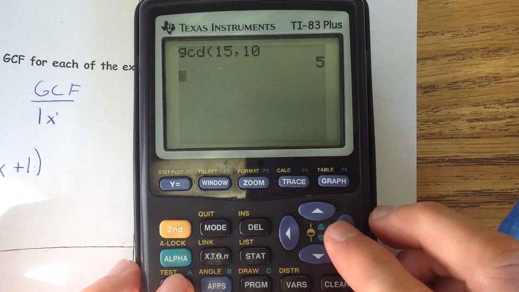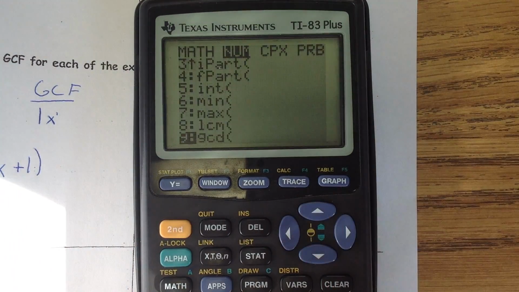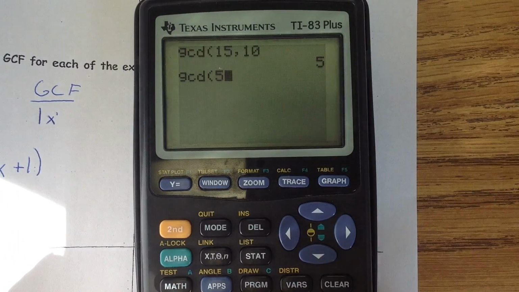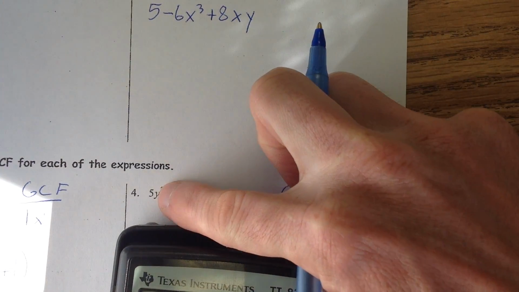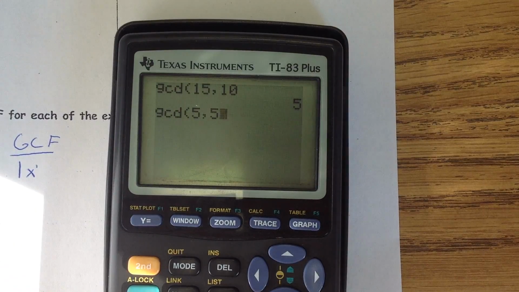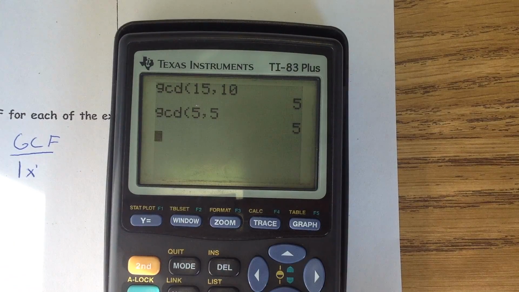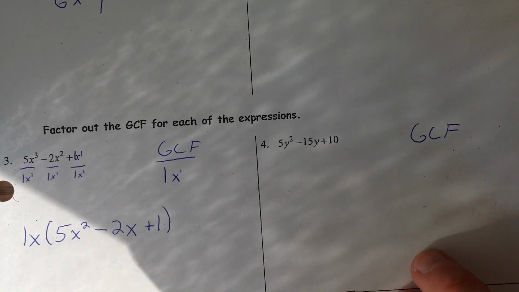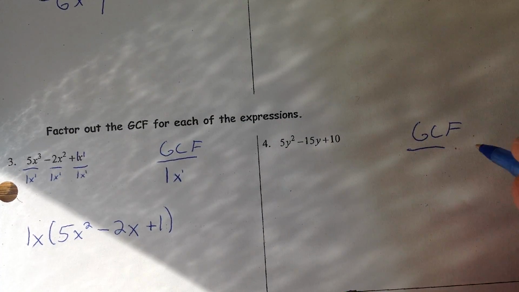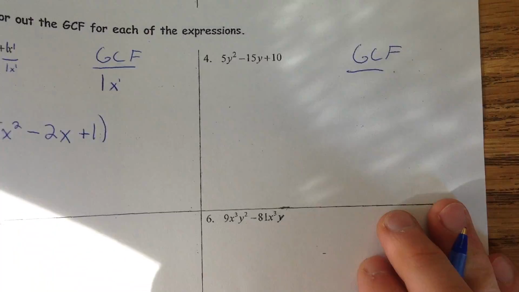And on this one, it's kind of obvious, but normally what you'd have to do is use the answer that you got, which was 5, and whatever number is left over, which is also 5 in this case. So obviously the GCF of 5 and 5 is going to be 5, but that's how you do it when there's 3 numbers. You start with the first 2, and then you use your answer and the number that's left over. So our GCF here is 5.